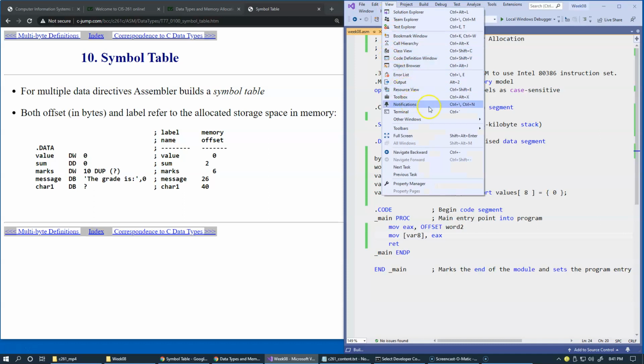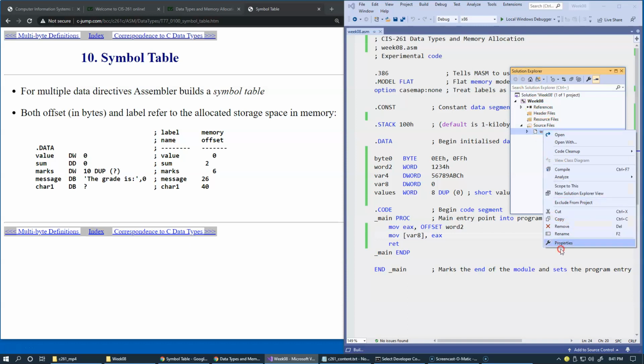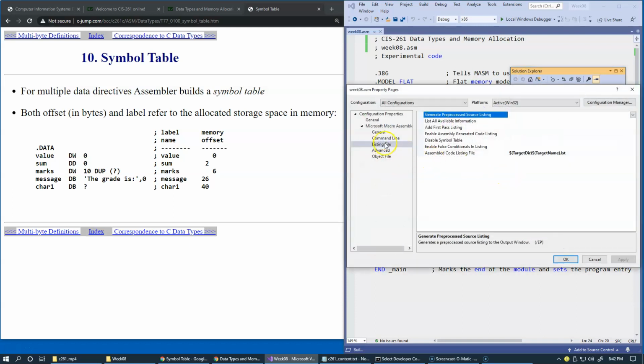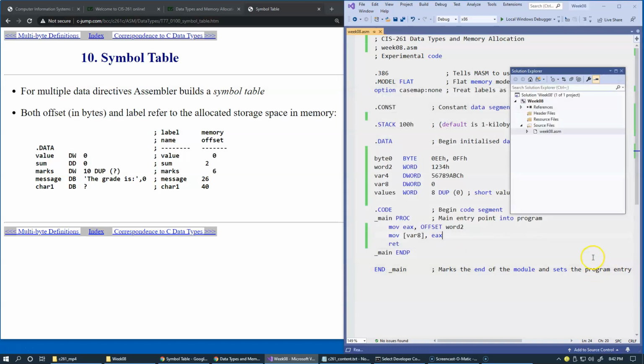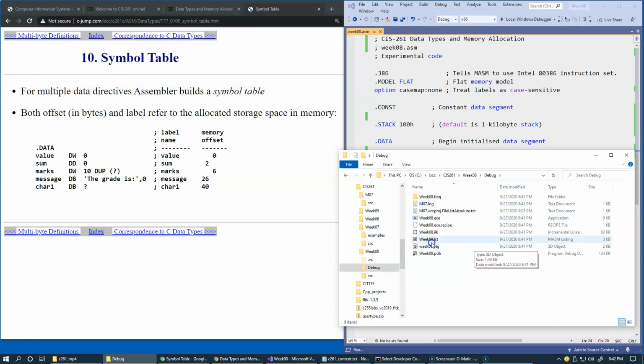Where's my Solution Explorer? Recall that if we go to the properties here and we specify the listing file, so this listing file is still here. If you don't have it, you can add it to your project if you create a new project from scratch. And if I go to my debug subfolder where I'm building this program, here's the listing file, lst.lst.